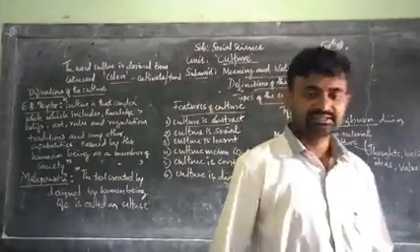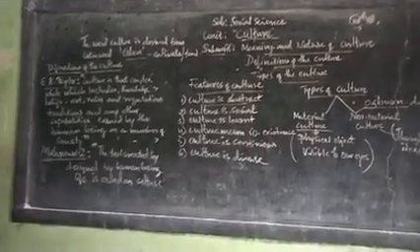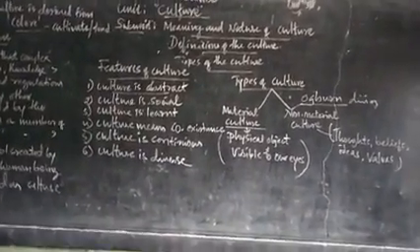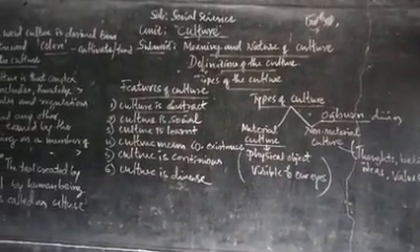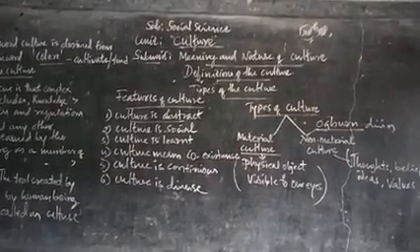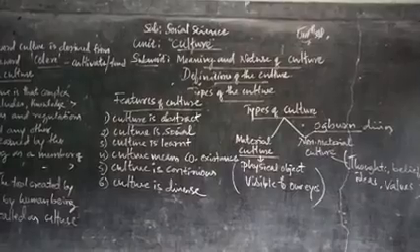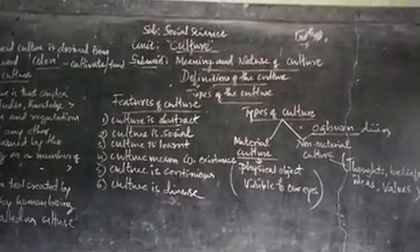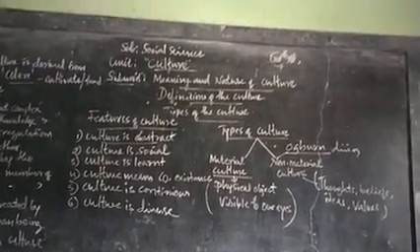Do you understand, dear students? Shall I repeat the features of culture? Yes. Culture is abstract, culture is social, culture is learned, culture means coexistence, culture is continuous, culture is diverse. See, dear friends, these are all the features of culture.